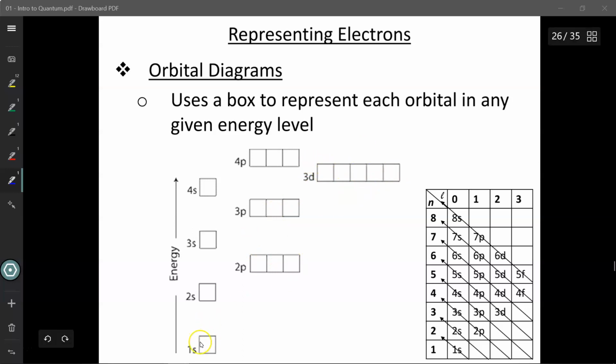And as you can see, the first energy level only has one type of orbital, s. The second energy level has 2 types of orbitals, s and p. Third energy level has 3 types, and fourth energy level should have 4 types. It's just not shown in this particular diagram.